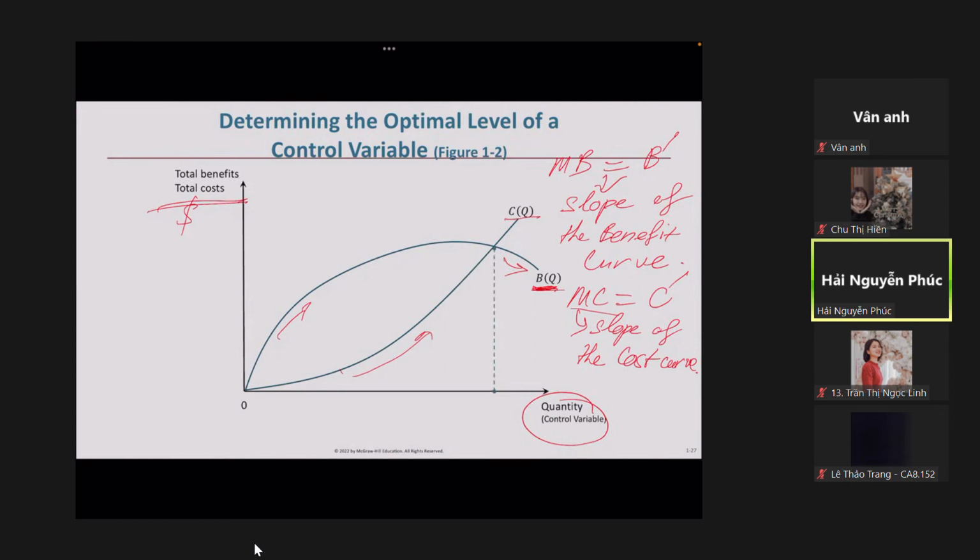Here you can see that I have the point of intersection between the cost curve and the benefit curve, this point. Corresponding to this point, I have a quantity. Suppose I denote it as Q1. So please tell me something about Q1. What do we have at Q1?